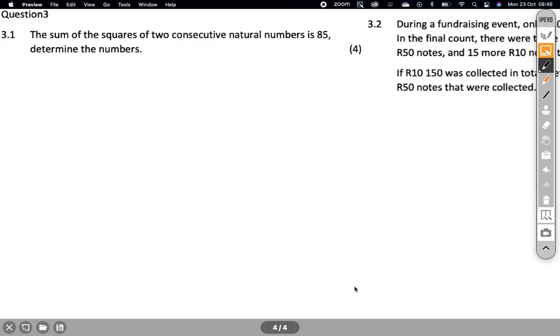And today we're going to do grade 10, 11, and 12 algebra, but most of the questions are grade 11 and grade 12. Okay, let's get to it.